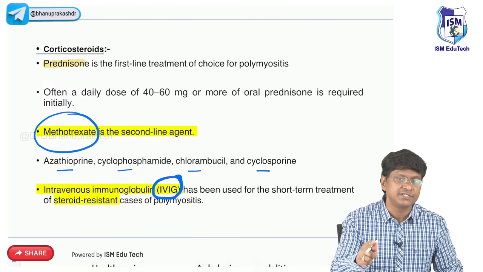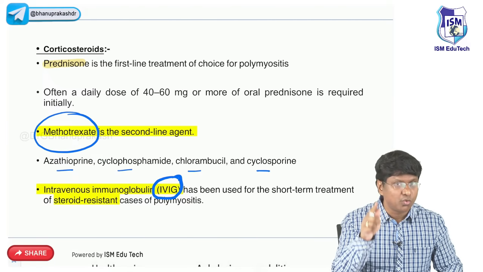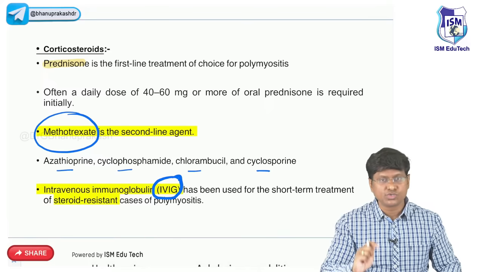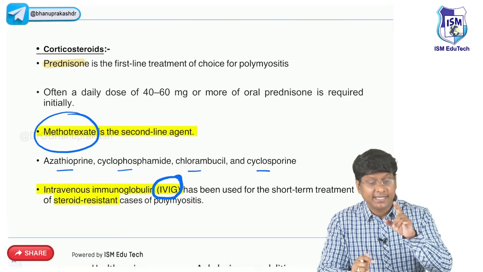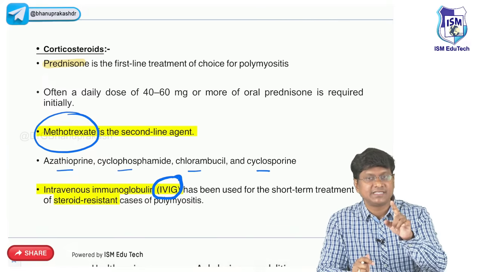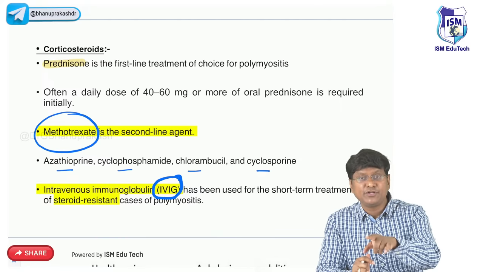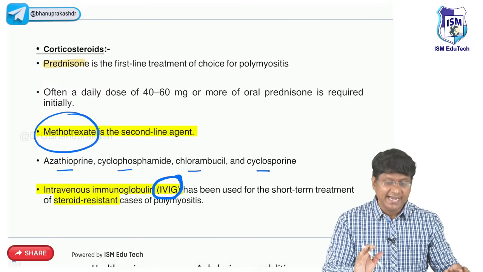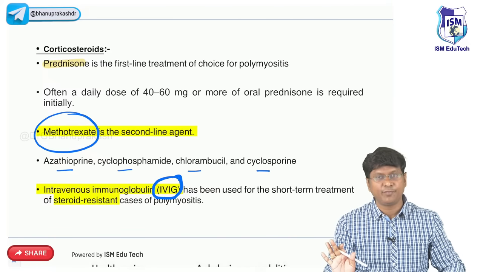So the important difference is what? In case of polymyositis, only muscle involvement. In dermatomyositis, along with skin involvement, you also have muscle involvement. And polymyositis, you have to remember, is mainly seen in children, whereas dermatomyositis is seen both in children as well as adults. And skin manifestations you don't have in polymyositis.